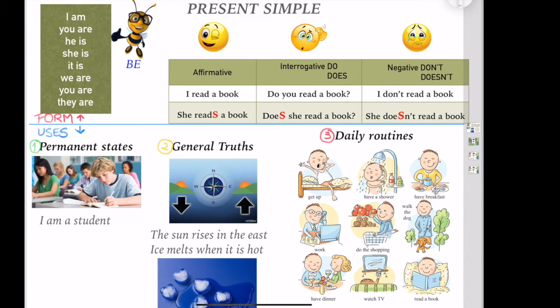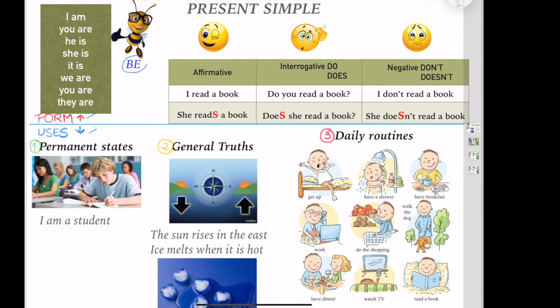Good morning. Today I'm going to explain the present simple. As you can see in the mind map, I have divided the present simple into two parts, the form and the uses. Let's start with the form.